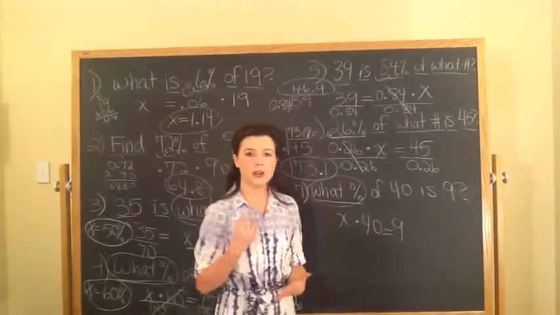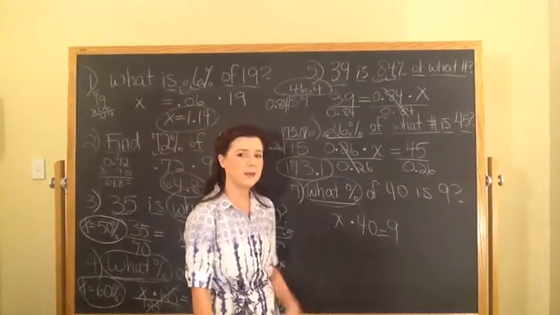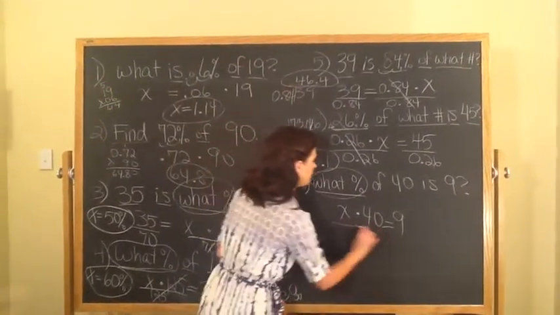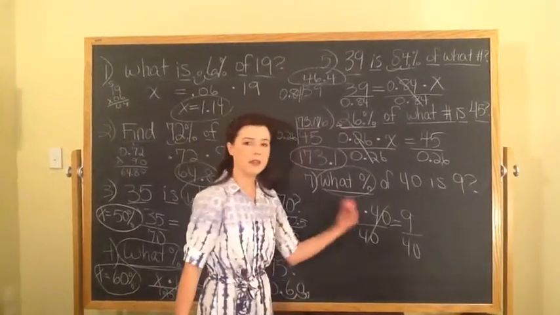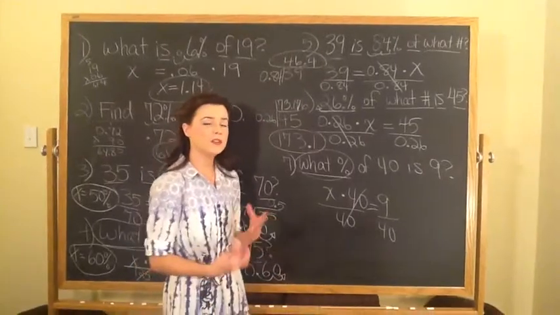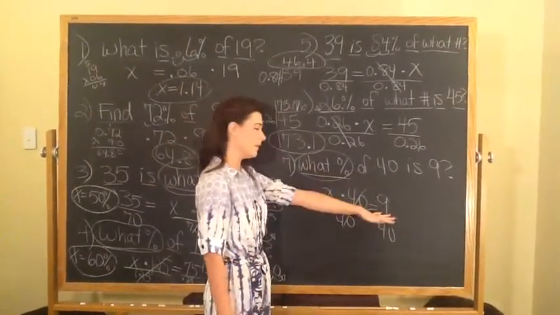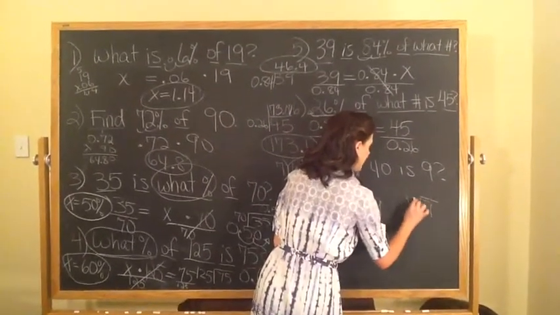So now we need to do our algebraic step where we see that we have an x on this side, but we want an answer. So we got to solve for x by dividing by 40 on both sides. Remember, it's very important to do the same thing to both sides of the equation, both sides of the equal sign, so you keep it balanced. So what you do to one side, you do to the other. So now we need to go ahead and do 9 divided by 40.